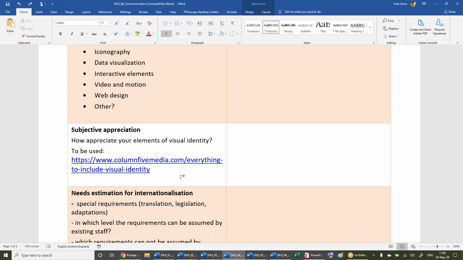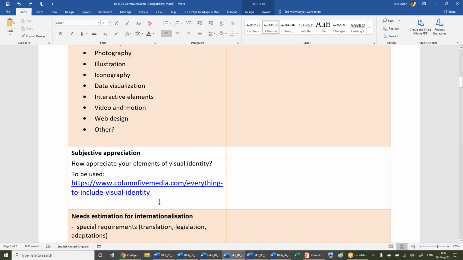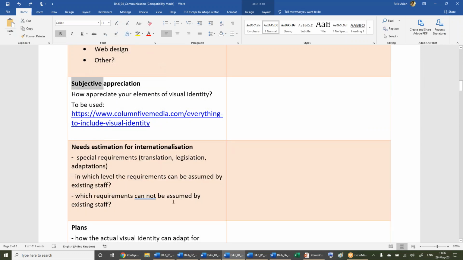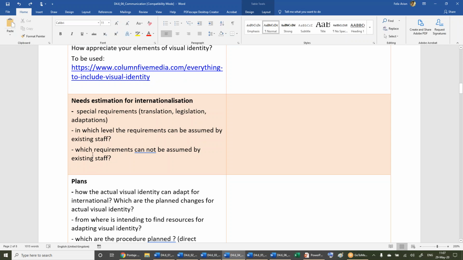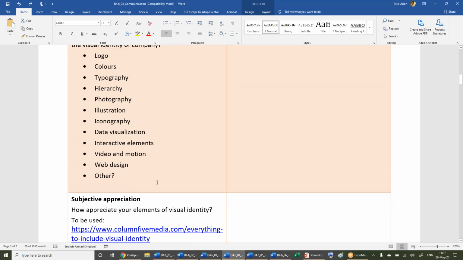If you follow that link, you will have some explanation of how, generally speaking, a successful visual identity looks like, those elements that we have in front of you. So looking at this, you go through the elements and you will see, oh yeah, probably I can change that subjective appreciation. Then of course we go to the estimation of the needs. We go to the plan, meaning do I have to change, for instance, some of these logo colors?